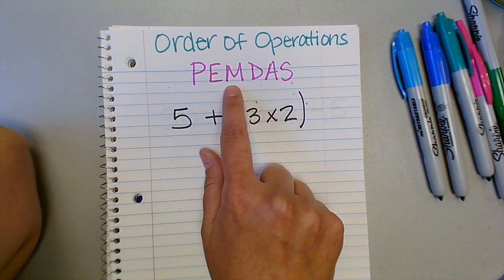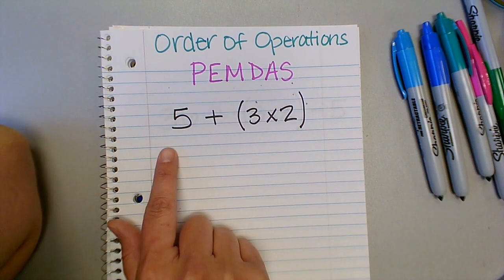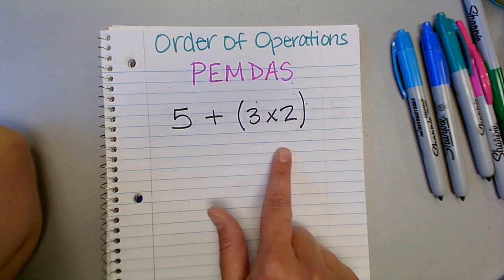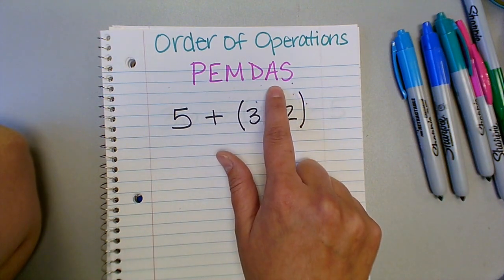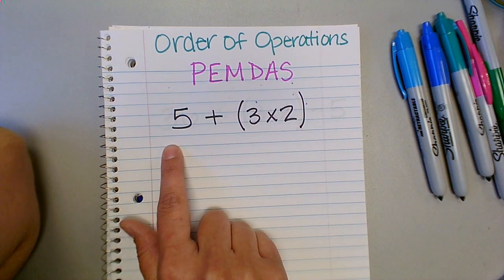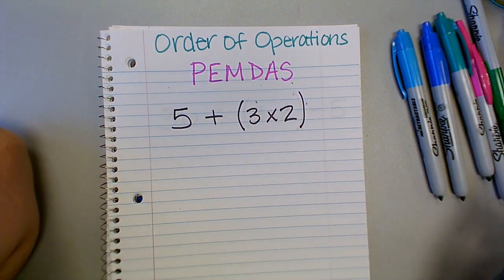Remember, when order of operations, it doesn't matter which comes first between multiplication and division. It's just whoever comes first from moving left to right. And the same is true for addition and subtraction, whichever one comes first from left to right. So we're going to start with this simple problem.